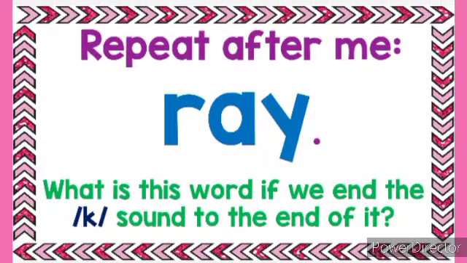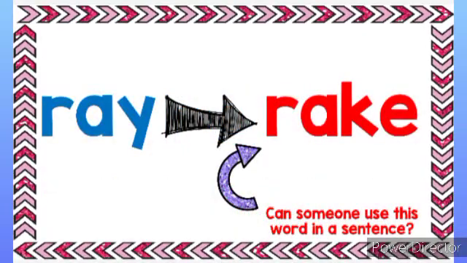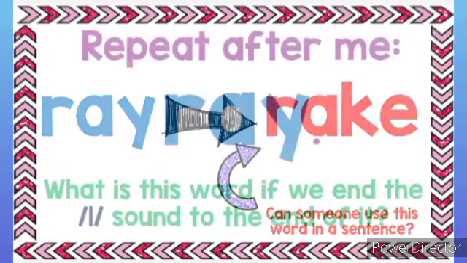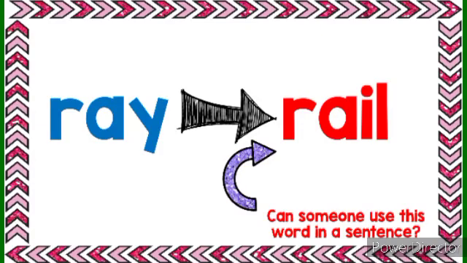Say the word ray after me again. Ray. Now let's add the sound K to the end of the word. Ray, K. Beautiful. It is rake. Ray turned into rake. Say the word ray after me again. Ray. Add sound L to the end of the word. Ray, L. Beautiful. It is rail. Ray turned into rail.